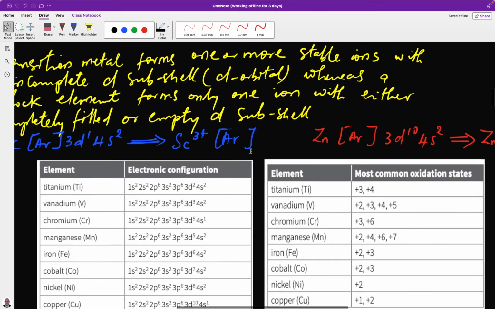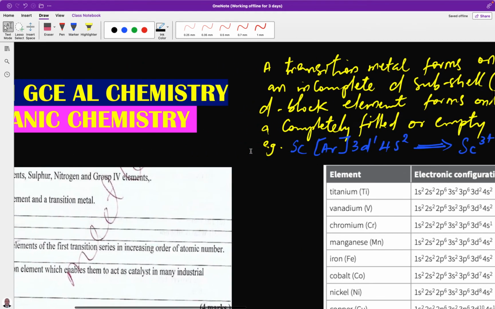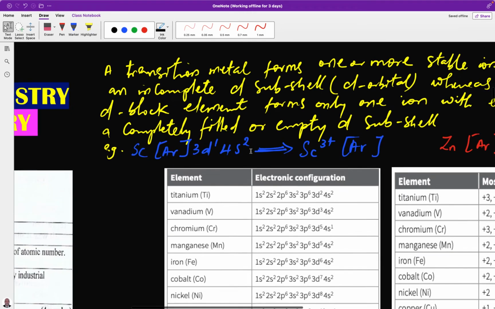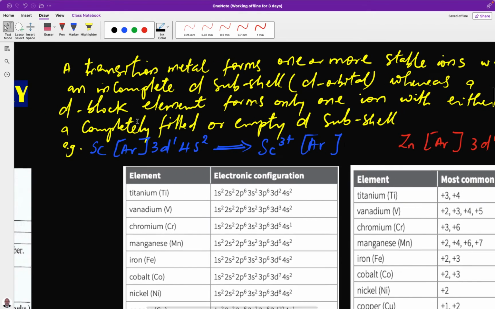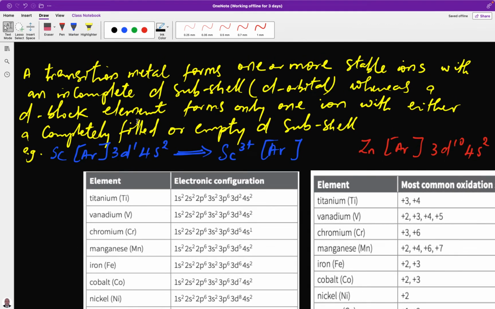Now, the question says distinguish between a D block element and a transition metal. Not all elements in the D block are transition metals. And that is why I am saying that a transition metal forms one or more stable ions with an incomplete d subshell, with a d orbital, whereas a D block element forms only one ion with either a completely filled or an empty d orbital.